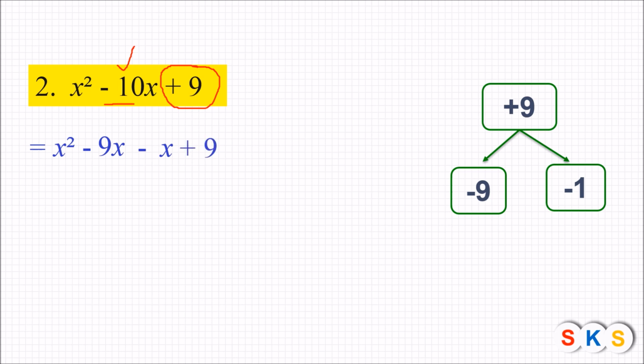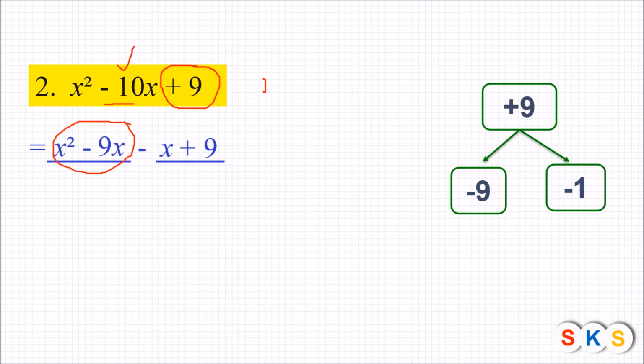After splitting the middle term, we will make a group of binomial. This is your first group of binomial, and this is your second group of binomial. After that, we will find common factors in these two terms. So x square you can write as x into x, and 9x you can write as 9 into x.